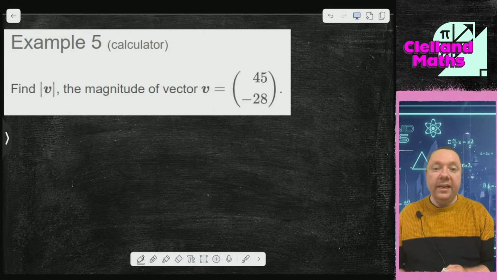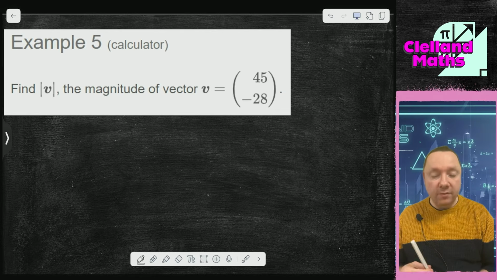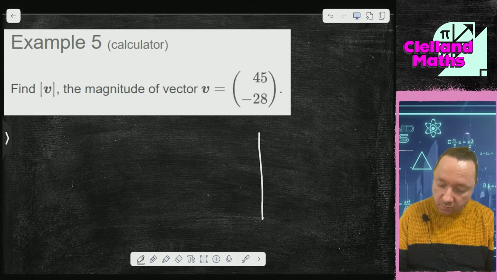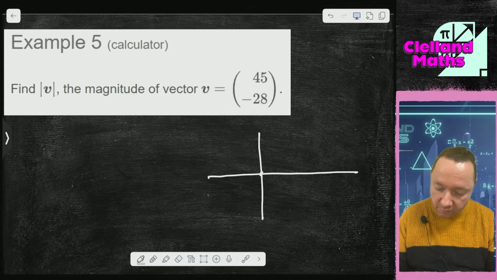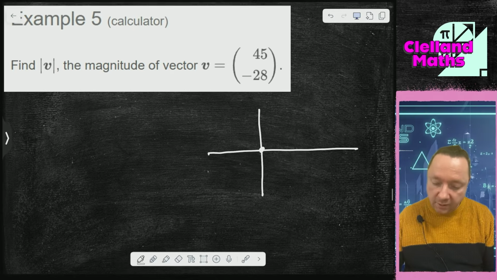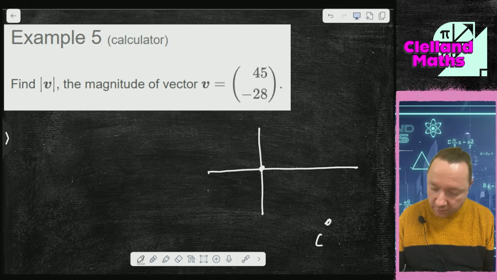Find the magnitude of v. So what does it mean by the magnitude of v? Well, remember v, a vector we can draw in space. We can start it from 0. And this would go along minus 28 and down 45. So it would be way down there somewhere, but let's just say that is. So our magnitude of our v would go along 45 and down minus 28. So a bit like a coordinate, that would be (45, -28).